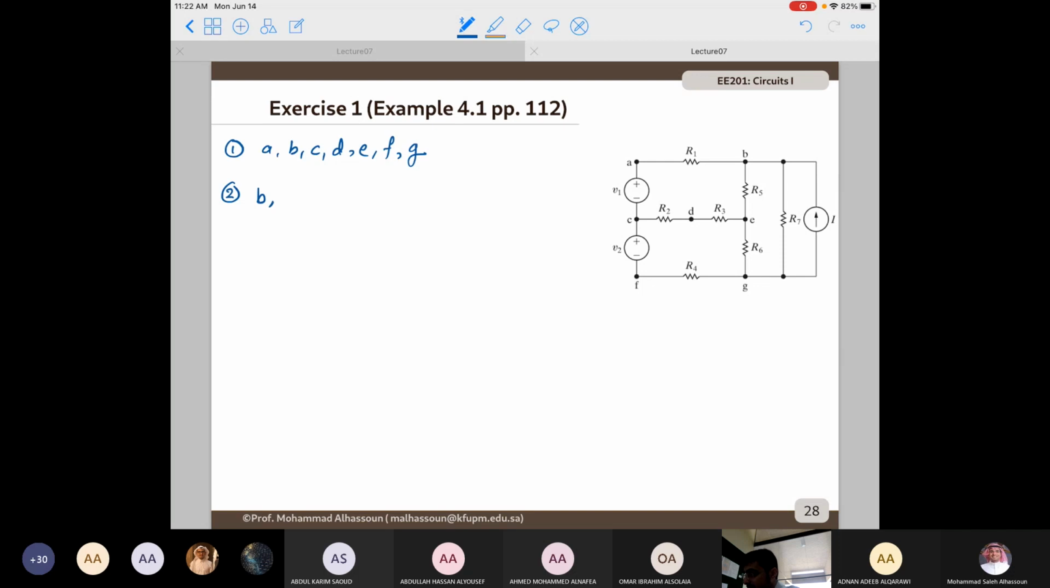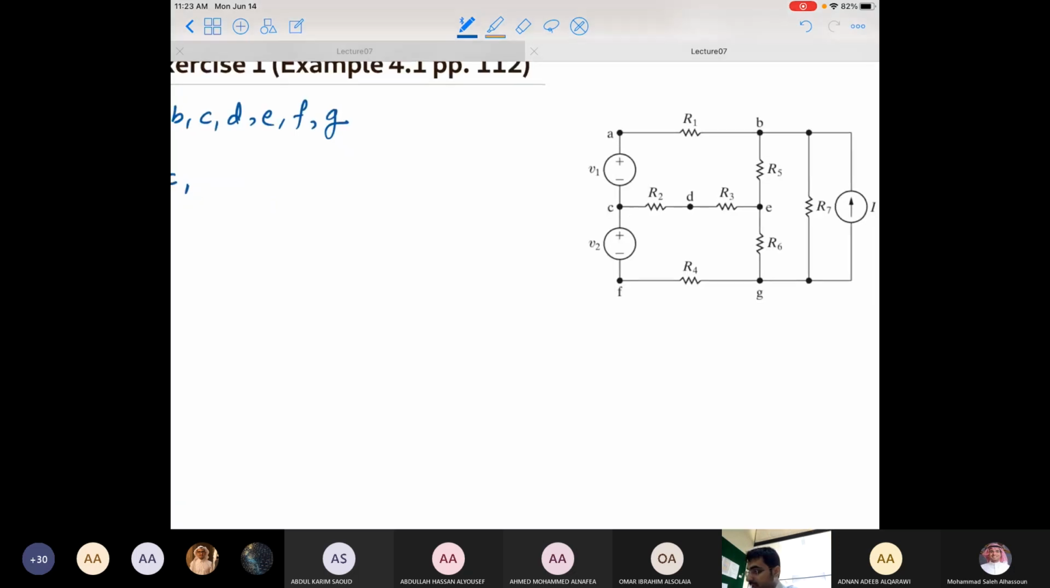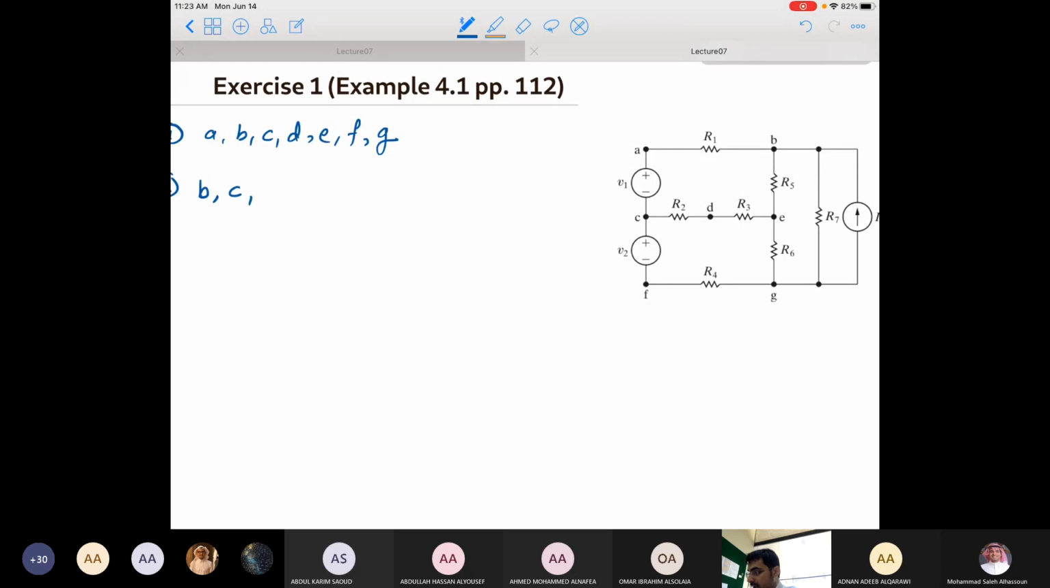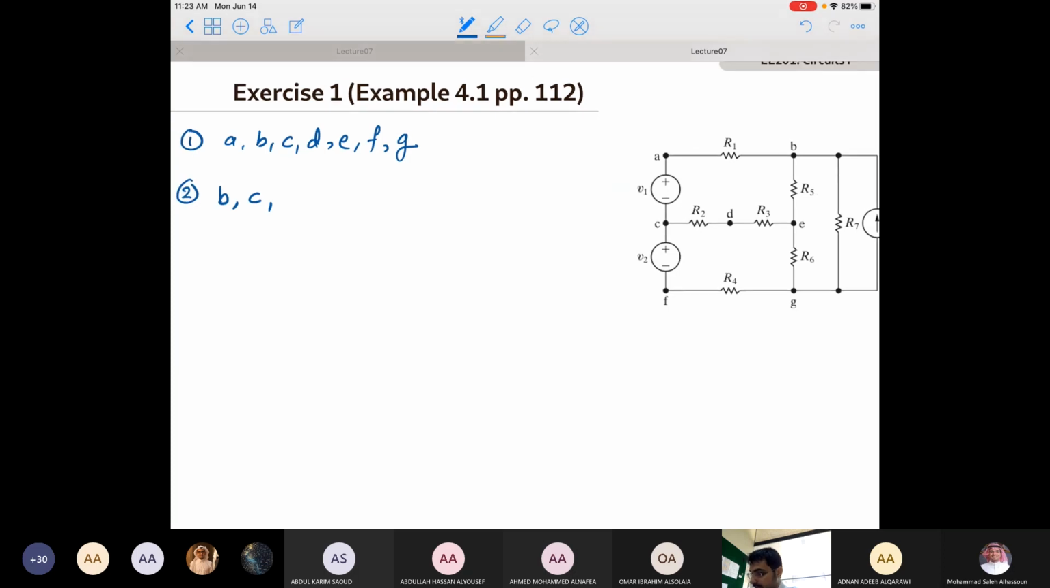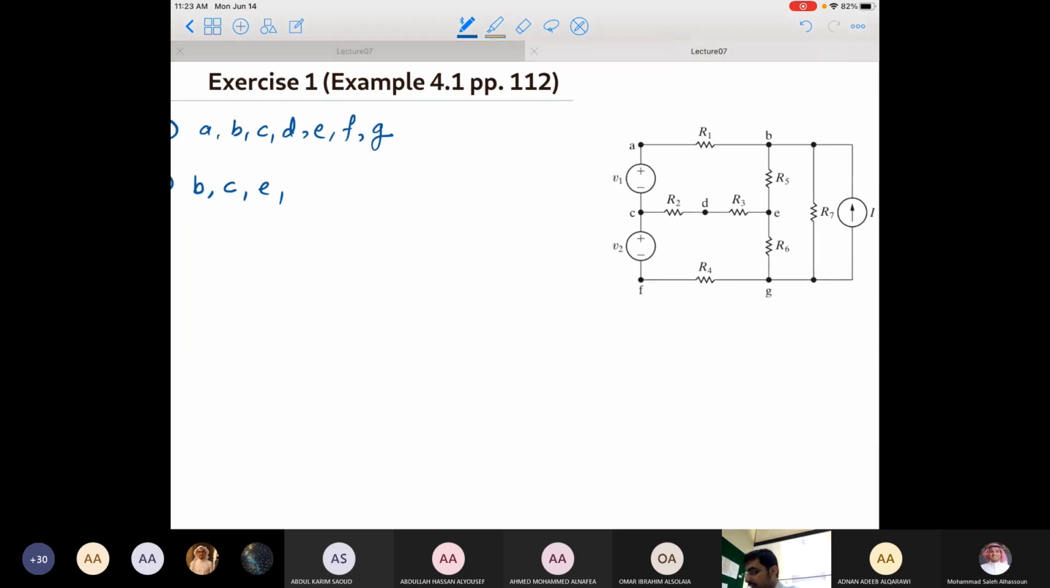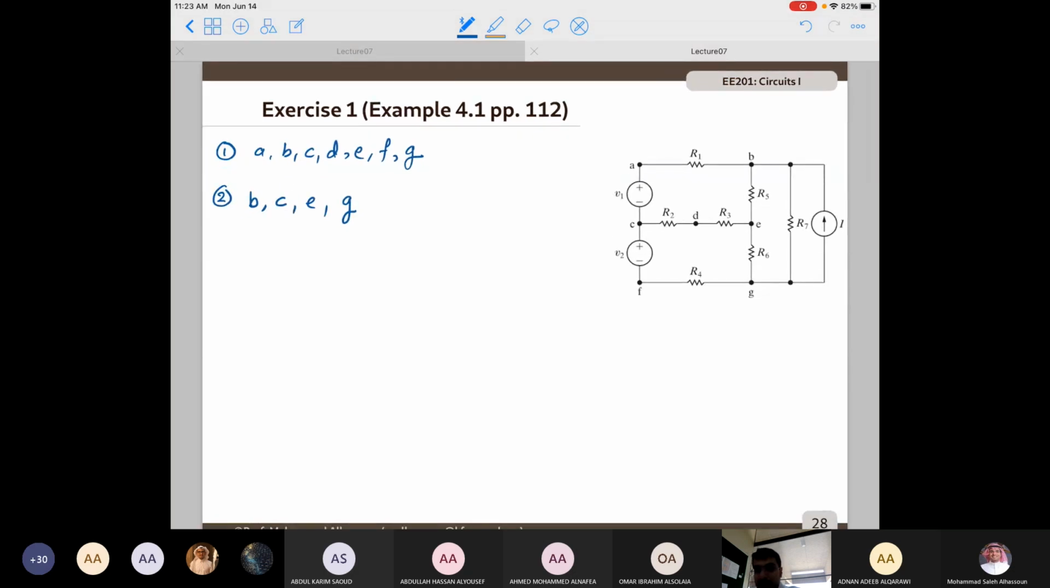Node C is actually an essential node because it's the point where V1, V2, and R2 join. So it connects 3 circuit elements. Node D is not an essential node because it only connects R1, R2, and R3. Node E is an essential node because it connects R3, R5, and R6. Node F is not an essential node because it connects V2 and R4. Node G is an essential node because it connects R4, R6, R7, and I. So out of the 7 nodes that we have, 4 of them are essential nodes.